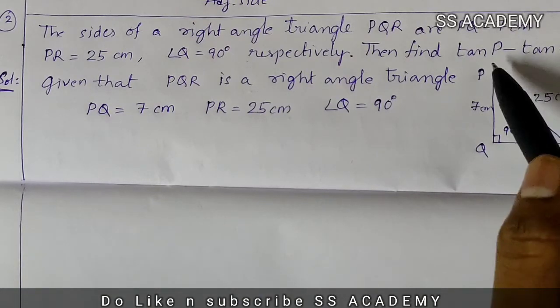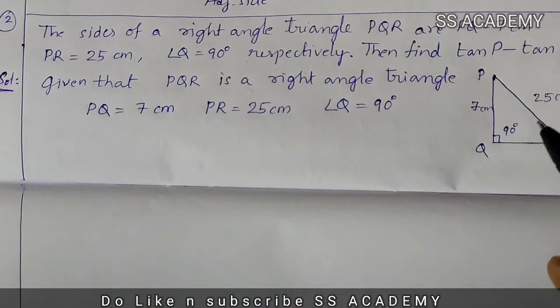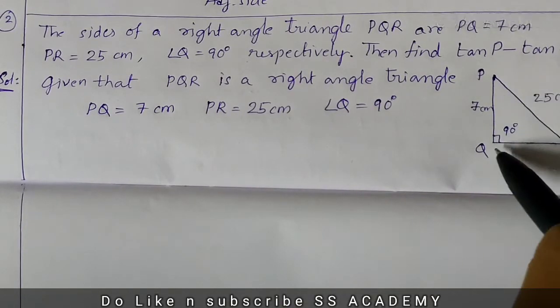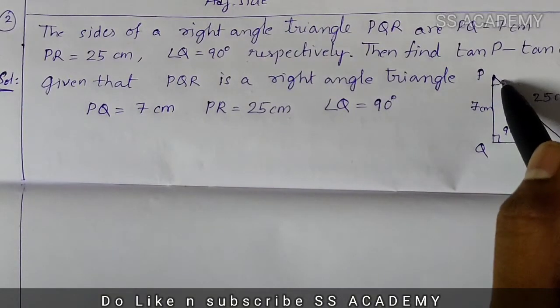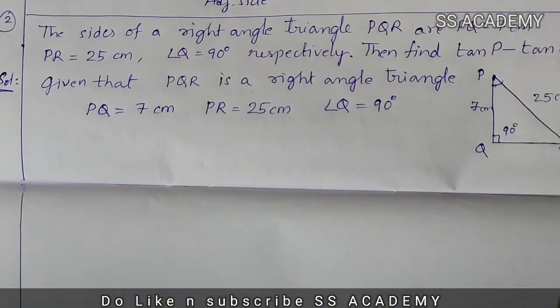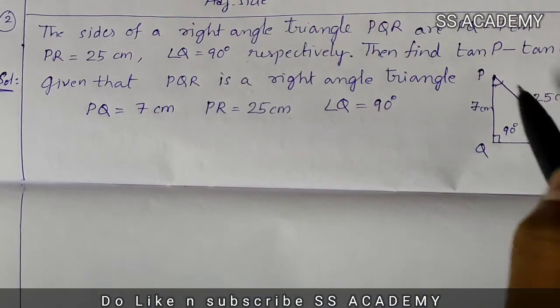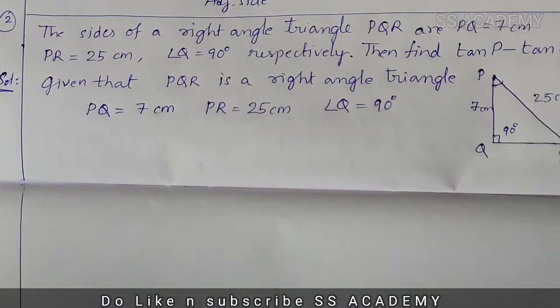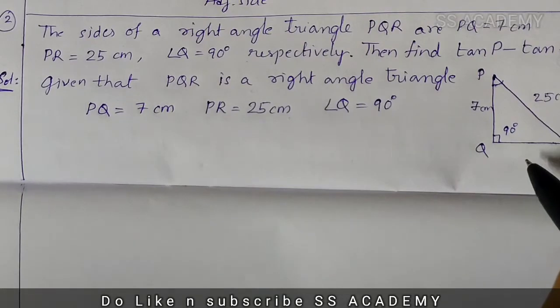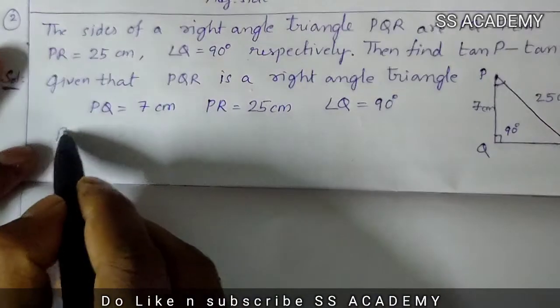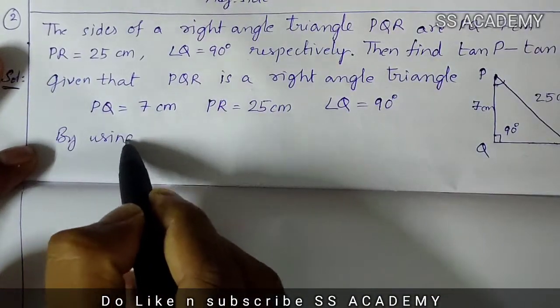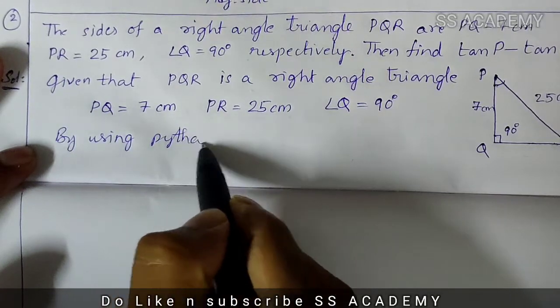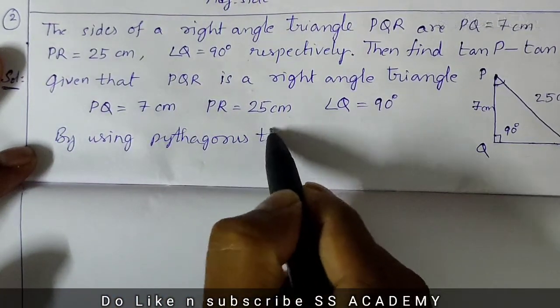So here the formula for tan is opposite side by adjacent side. So here if you take P into consideration, then QR would be the opposite side. So to find out tan P, we must know the value of QR. We must know the length of QR. So for that purpose, we should calculate the length of QR by using Pythagoras theorem.